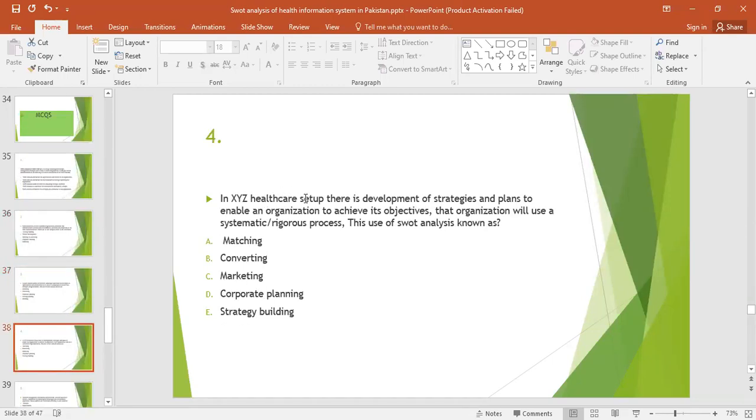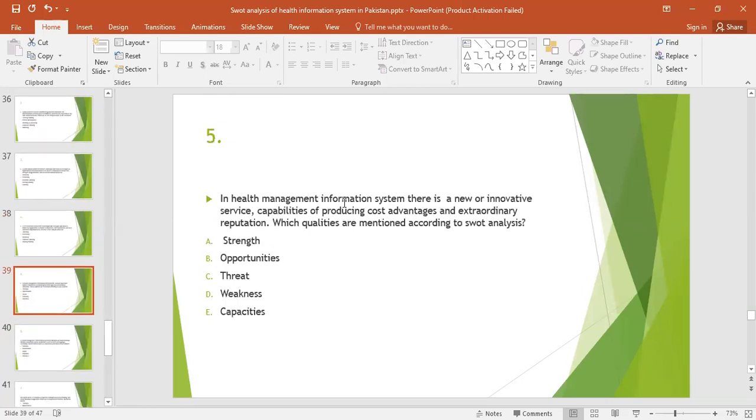In XYZ healthcare setup, there is development of strategies and plans to enable an organization to achieve its objective. That organization will use a systematic, rigorous process. This use of SWOT analysis is known as matching, converting, marketing, corporate planning, strategy building. D is the right answer, corporate planning.